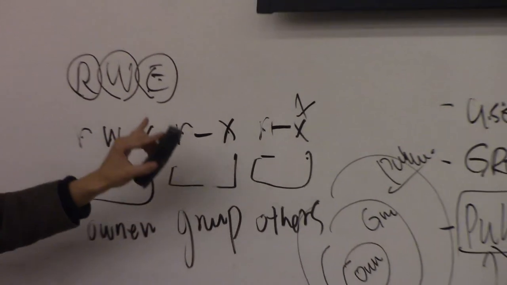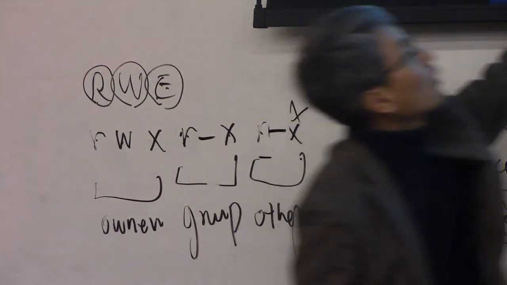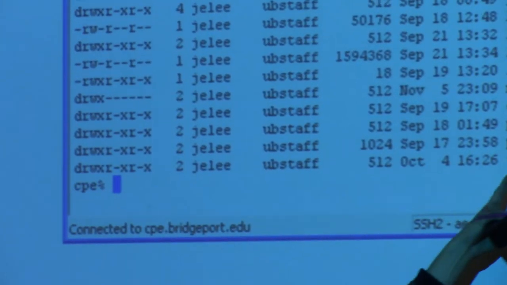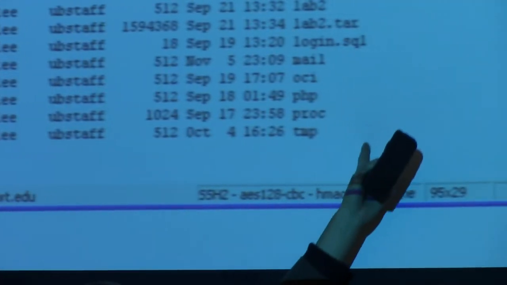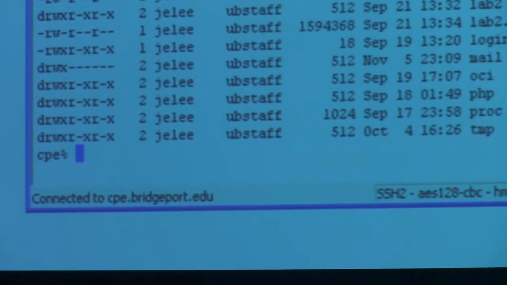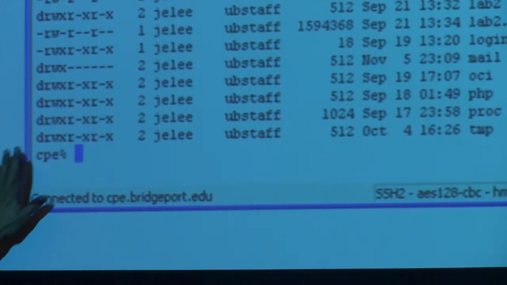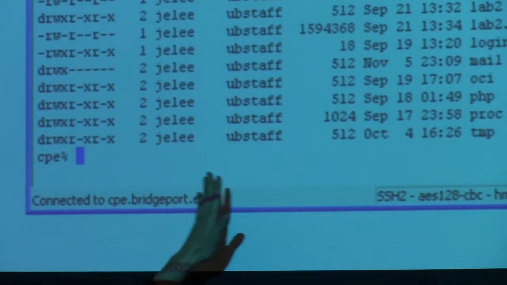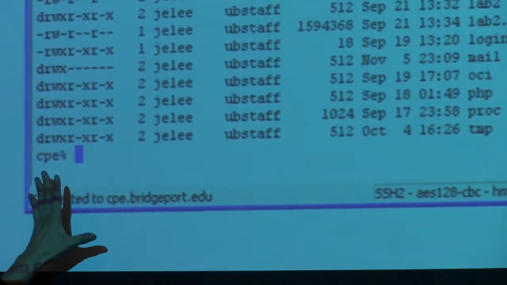So what about this one? The hyphen means no write permission for this. Okay. In this case, d is the directory, tmp is the directory. Directories we will discuss later. So suppose that this is a file, a tmp file, okay? What kind of permission does this file have?